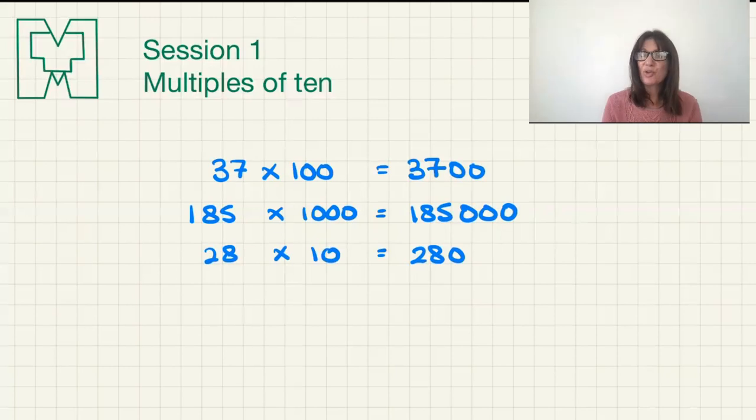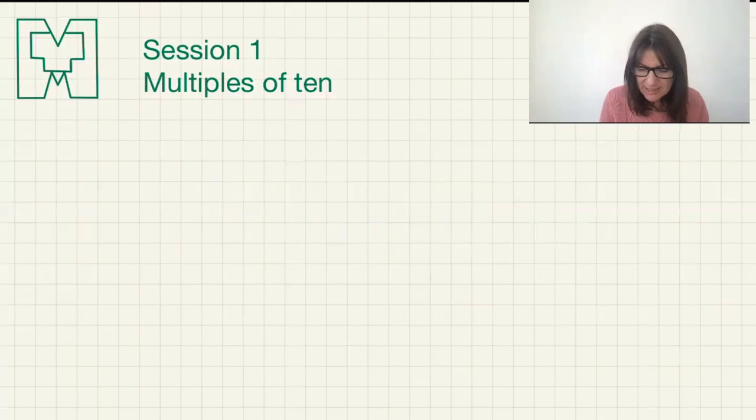So if you got those all correct, really well done. You're understanding this already. So I'm going to take it up a level because I think we can handle that. So this is the level that we're going to go to. We're staying with our integers, but we are no longer in multiples of 10.